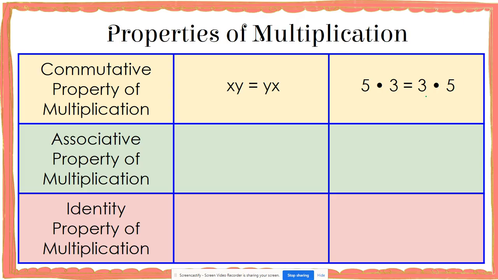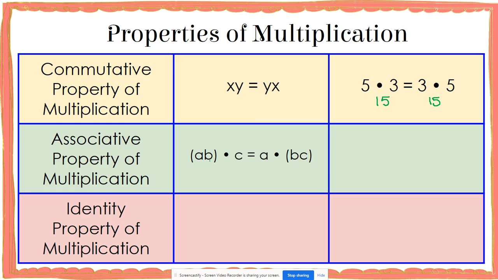You notice that the order of the numbers is changed, but their value does not, because 5 times 3 is equal to 15, and 3 times 5 is also equal to 15. The associative property of multiplication, just like the associative property of addition, tells us that we can group our numbers in different orders and still get the same answer.